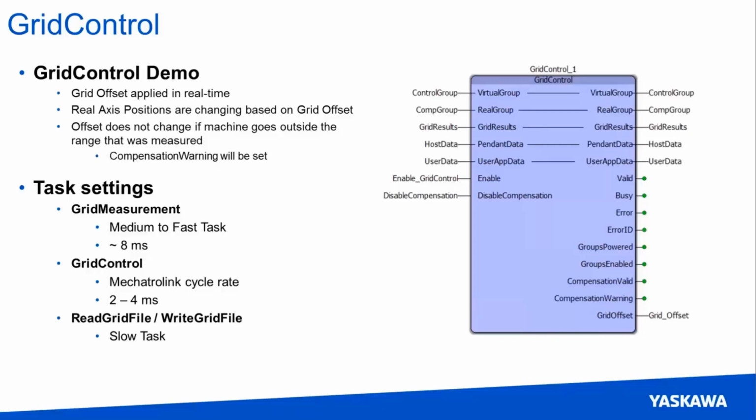Read and write grid files can be run in a slow task. We recommend a slower task because it will help prevent any watchdogs from occurring when writing a file. A watchdog is unexpected though because the files are rather short, unless you have a high resolution, such as 100.